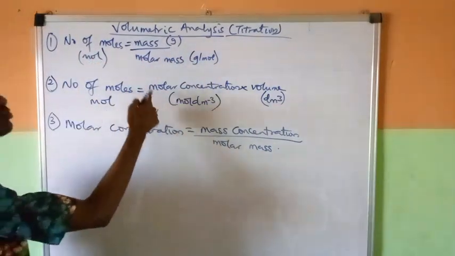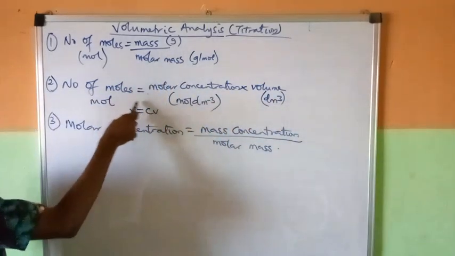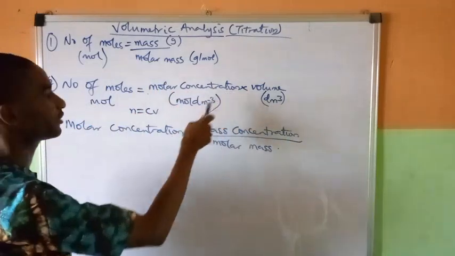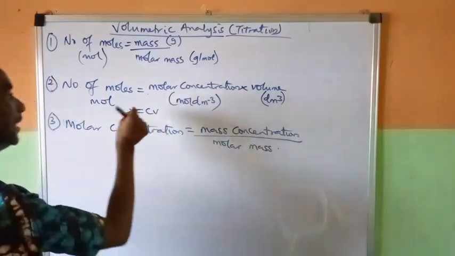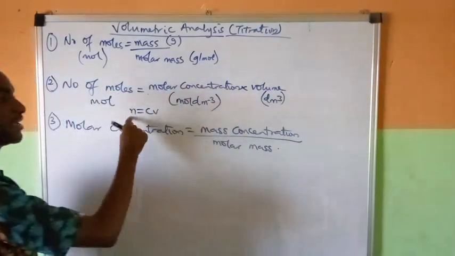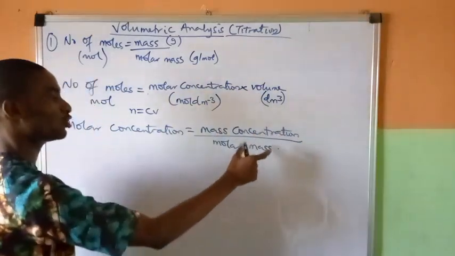Number of moles equals molar concentration times volume. Alright, the unit of your number of moles is mole, the unit of your molar concentration is mole per dm³, the unit of volume is dm³. And this is shortened as n equals CV. And the third one, molar concentration equals mass concentration over molar mass.